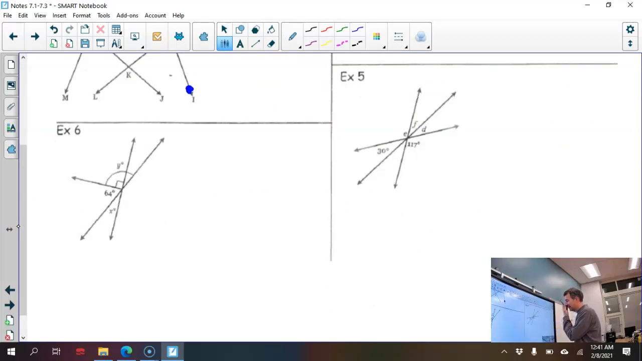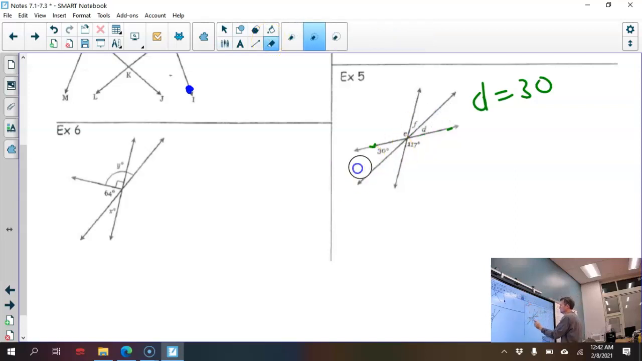Let's do example 5. I guess the only thing I want to point out in example 5 is we have a bunch of vertical angles. Like if you look at these two lines, angle D and this 30 are vertical angles, so they're equal. That's true.